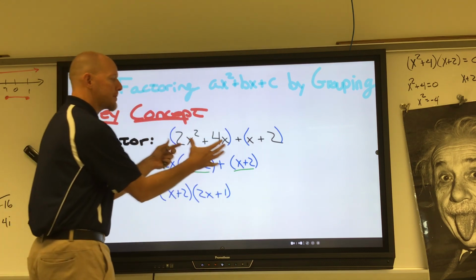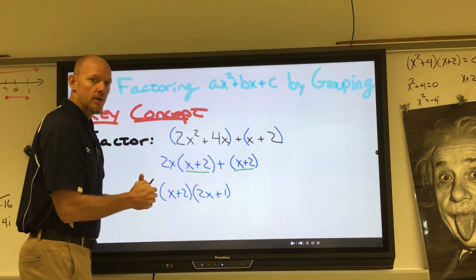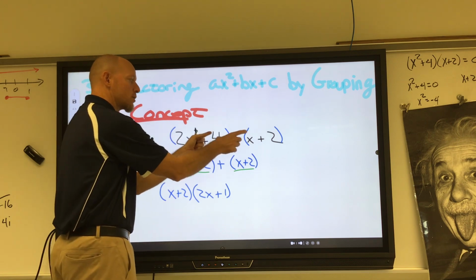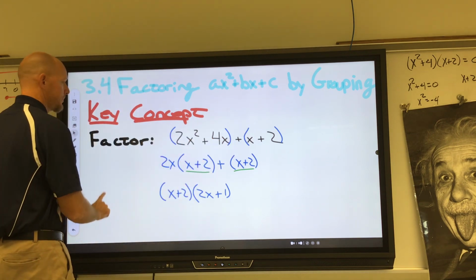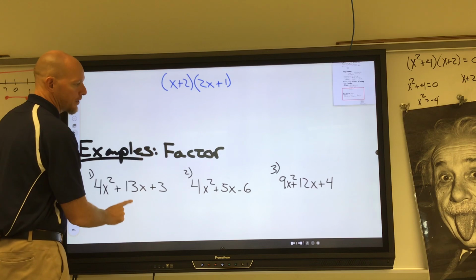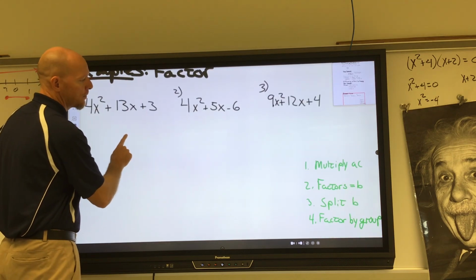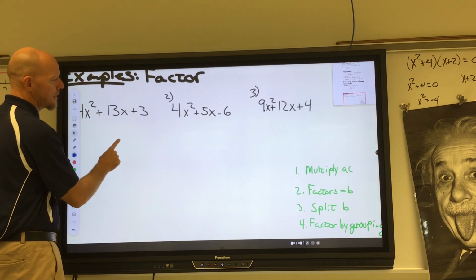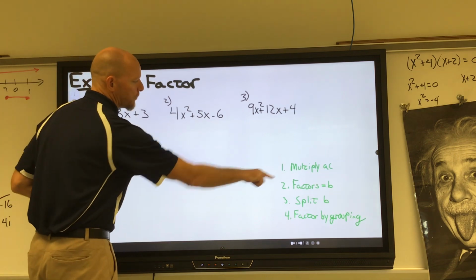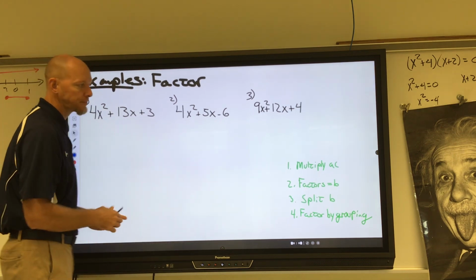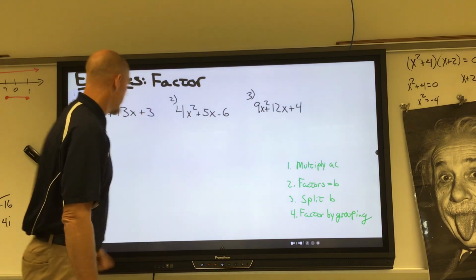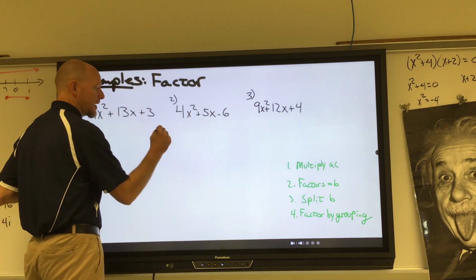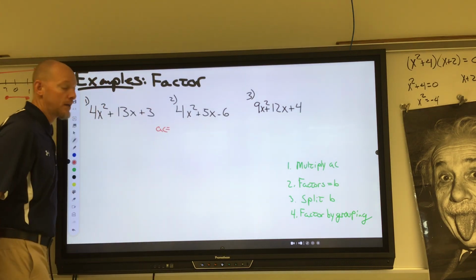But now what we need to do is get to this step. How do we get our quadratic to have two middle x terms? I'm going to demonstrate that here in 3 examples. And when I'm going through these 3 examples, you're going to see that I'm working through this little 4-step procedure down here.